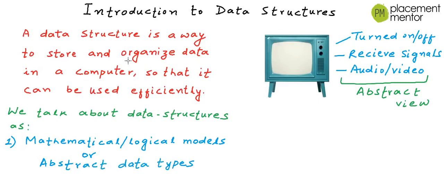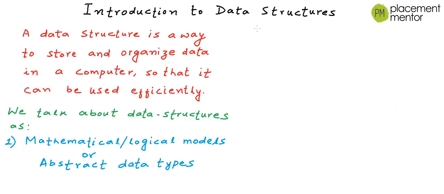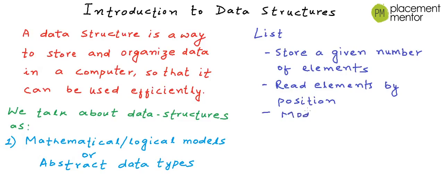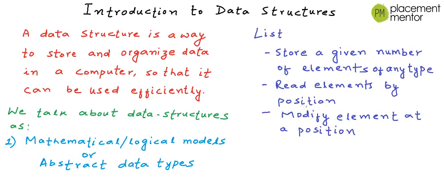An example of an abstract data type can be: I want to define something called a list that should be able to store a group of elements of a particular data type, and we should be able to read the elements by their position in the list, and we should also be able to modify an element at a particular position in the list. I would say store a given number of elements of any data type. So we are just defining a model. Now we can implement this in a programming language in a number of ways. So this is a definition of an abstract data type. We also call an abstract data type an ADT.